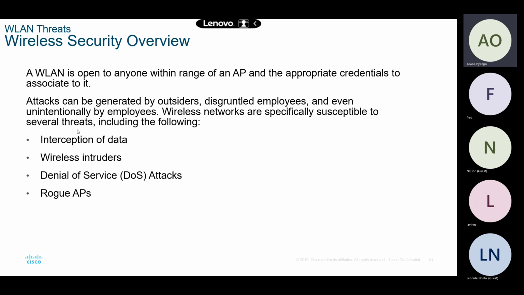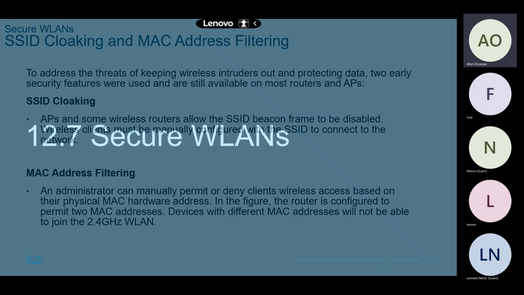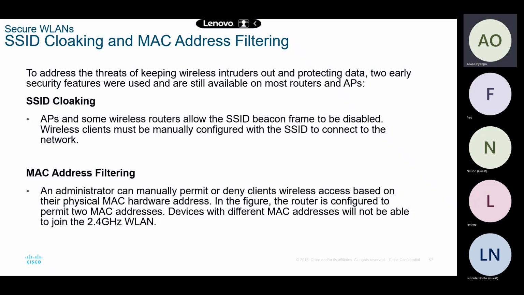Now, how can we mitigate some of these attacks? We need to secure our wireless local area networks. One way of securing our wireless network is by doing what is called SSID cloaking. SSID cloaking is whereby you decide to disable your access point or your wireless router from advertising the name, the SSID, of your device. So that you have a wireless network, but nobody sees that name.